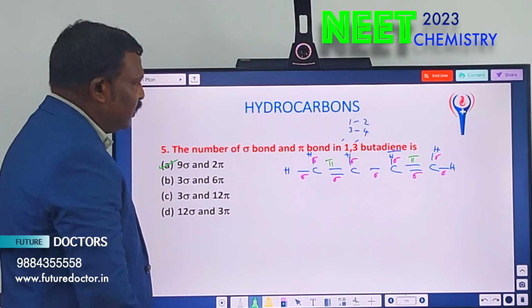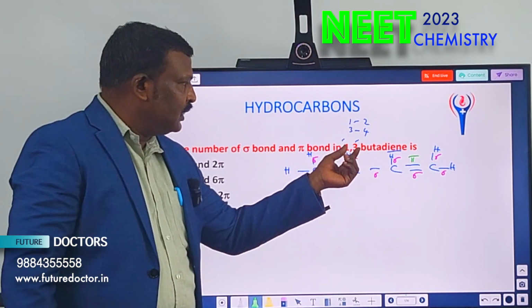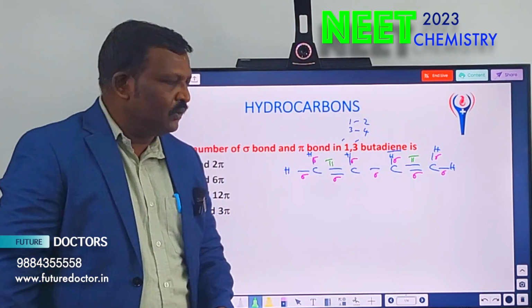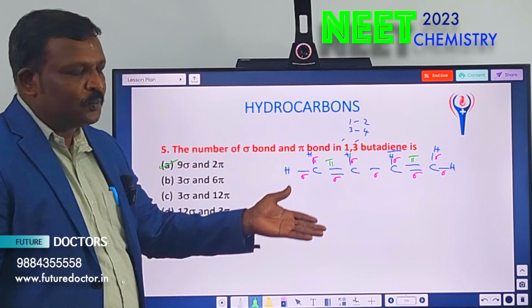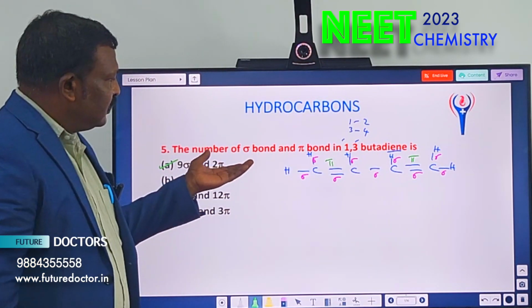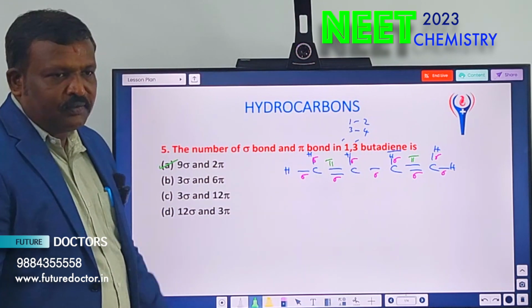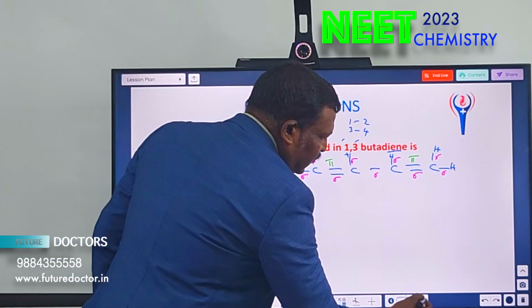Understood? Simple. You must know how to draw 1,3 butadiene. Then only you'll be able to solve them. Sometimes they will give the structure, but nowadays they won't give any structure. So you must know how to draw the structure, then only you'll be able to find out the number of sigma bonds as well as the number of pi bonds.